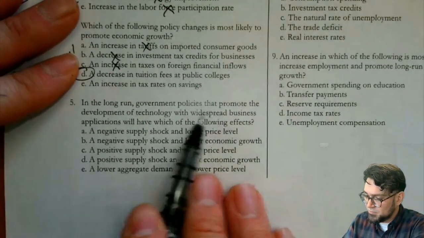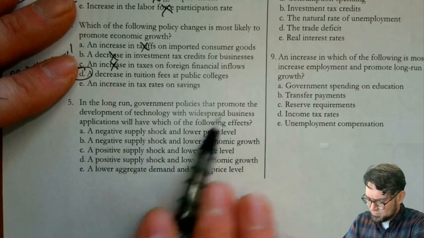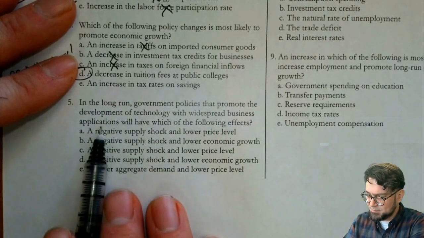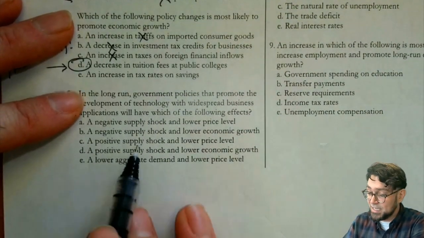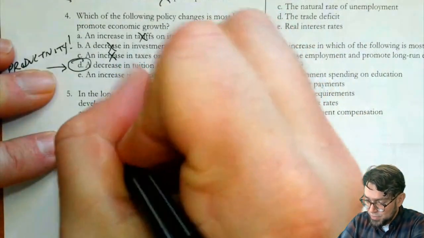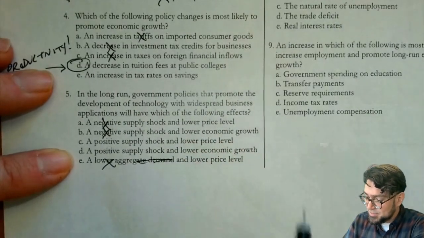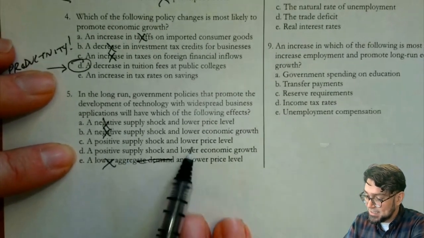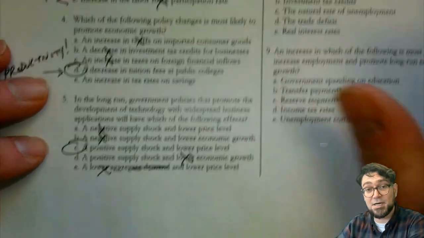Number five, in the long run, government policies that promote development of technology will have which of the following? Well, if you're talking about kind of widespread applications and its technology, that would be a positive or an increase in aggregate supply. And so we're ruling out A and B. We're going to rule out the AD one because it's not about demand. Positive supply shock and lower price levels, not lower economic growth. It would actually speed up economic growth.